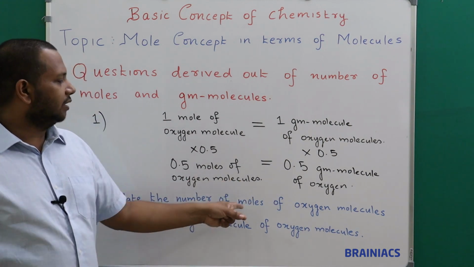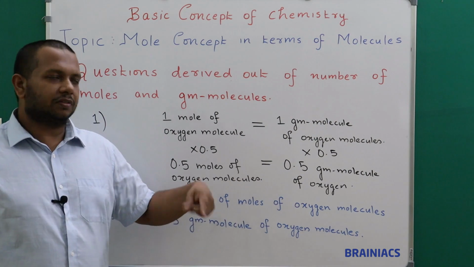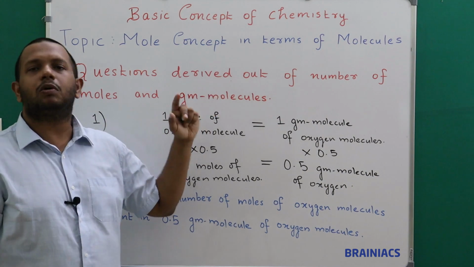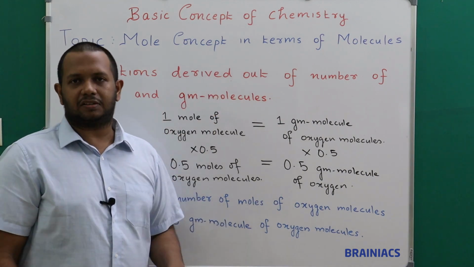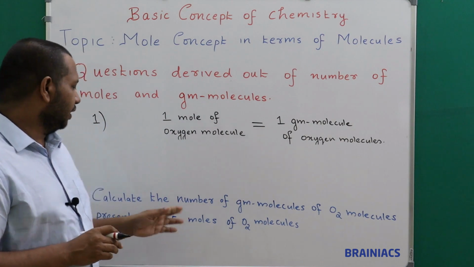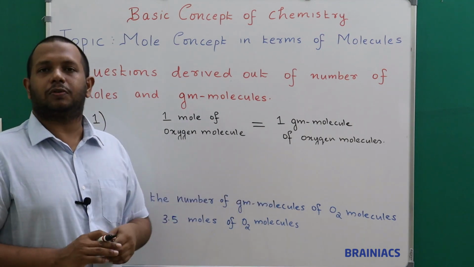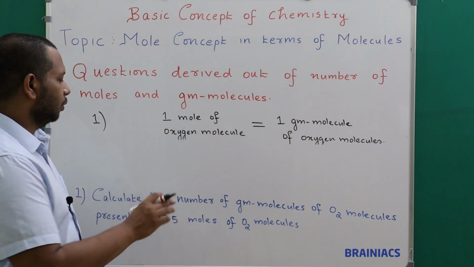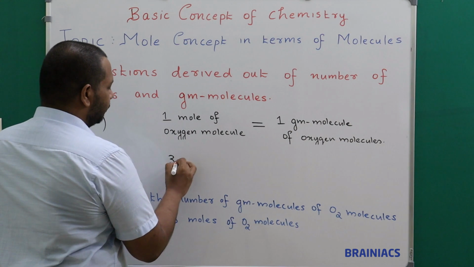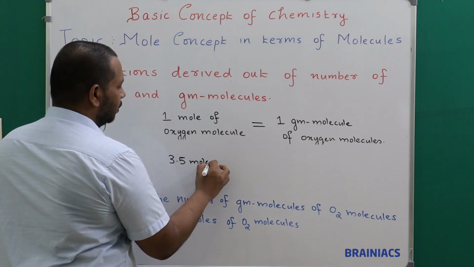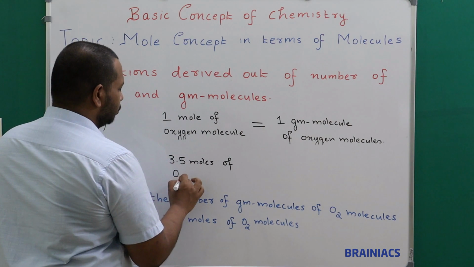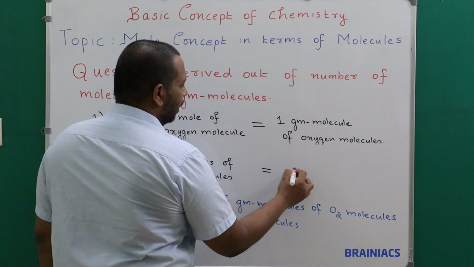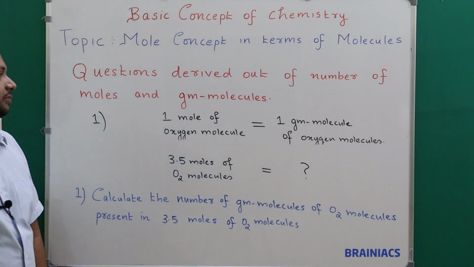So what will be the next question? Now they asked you to calculate the number of moles of oxygen molecules. In the next question, they will be asking you to calculate the number of gram molecules. What will they give? The number of moles they will give. Correct. So we will see that next. Now you could see the question here. Calculate the number of gram molecules of oxygen molecules present in 3.5 moles of O2 molecules. So they have given 3.5 moles of O2 molecules, and they are asking you to calculate the number of gram molecules in that.